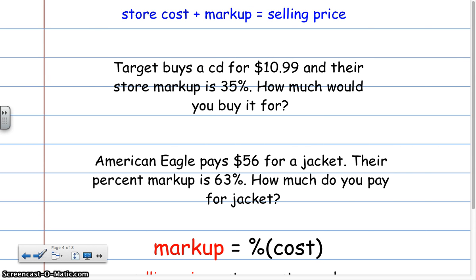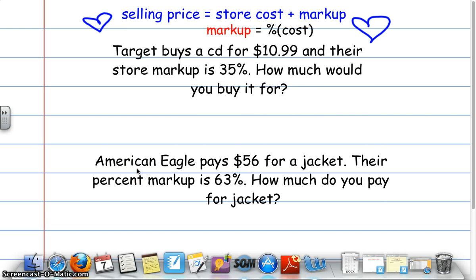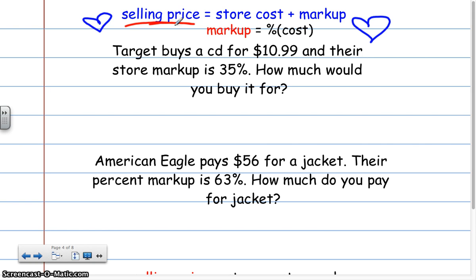Okay, I do want you to write this formula down now. And I want you to write the first example down. I changed the formula a little bit for this first example to what I can understand better. We have selling price is equal to our store cost, so what we paid for it, plus our markup. And another formula you need to know is markup. What is markup? Well, every store has a markup percent. So to determine markup, you do that percent times your cost.